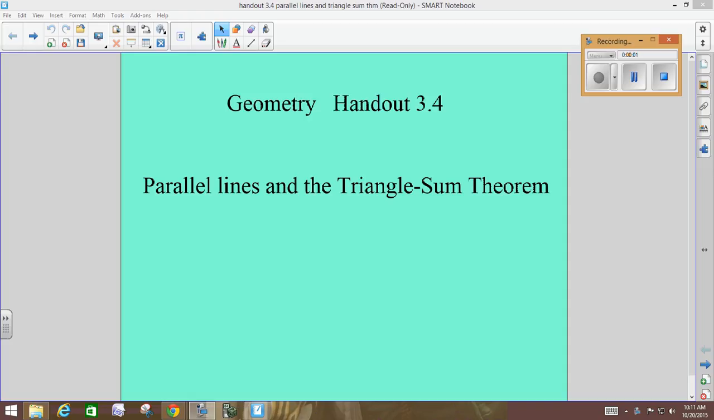We're going to jump into triangles. We haven't done much with triangles. We're going to do a lot with triangles this year, so we're going to start here in 3-4.